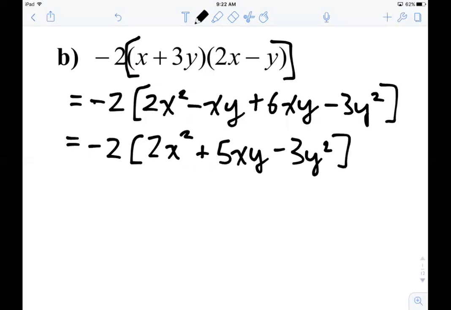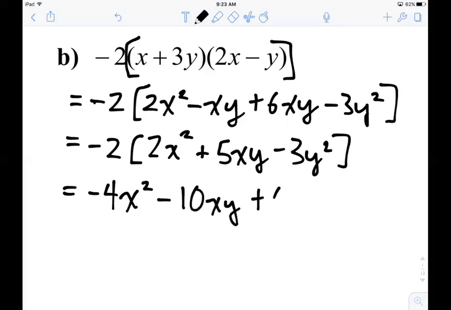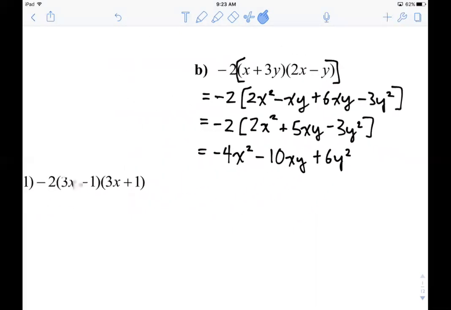And now I take my negative 2 and I multiply by each term inside my square bracket. That's going to give me my final simplified form. Plus 6y squared, like so. So those are the basic skills, and really at this point you've now learned all of the basic important skills that you need, but as you'll see, these things can get stretched out into longer and more complex polynomials from here. So let's just do two final examples to tackle those situations.